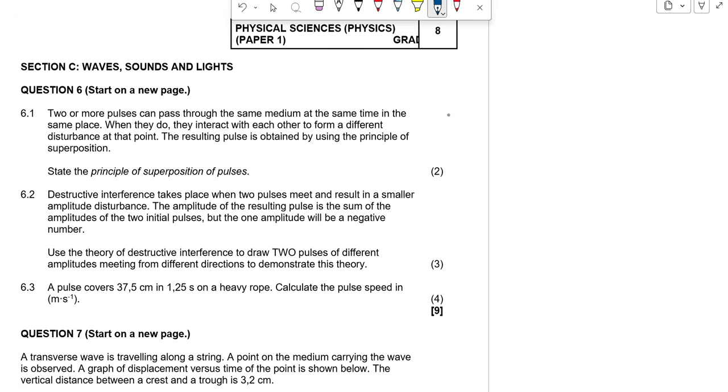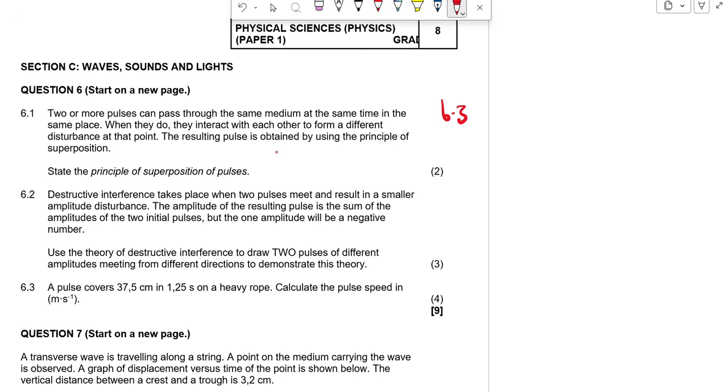So let's move to 6.3. It says a pulse covers 37,5 centimeters in 1,25 seconds on a heavy rope. Calculate the pulse speed in meters per second.